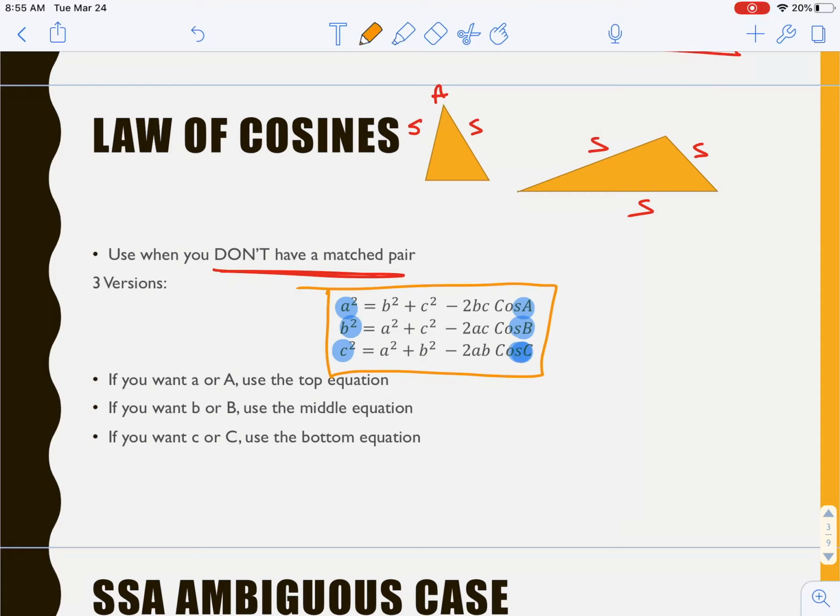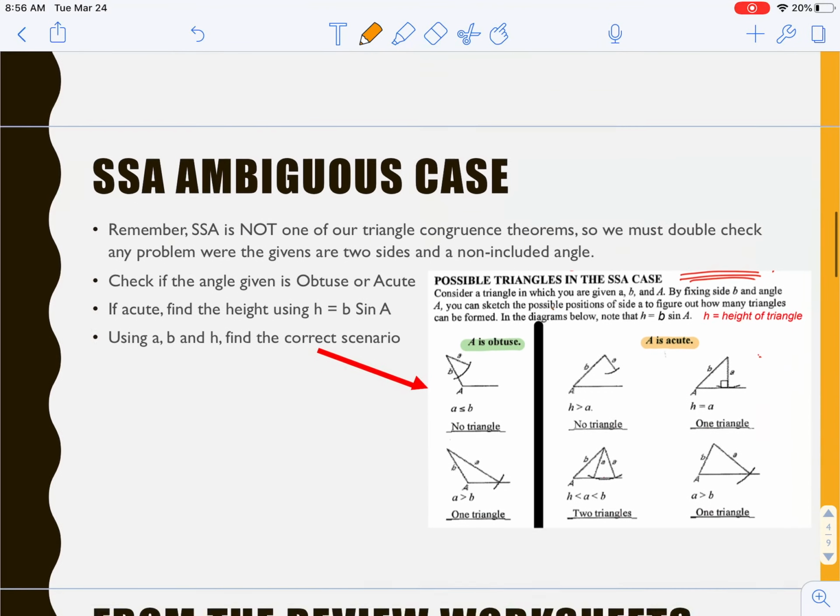Basically, whatever angle or side you're looking for, you're going to look for the equation that has it on the outside, not on the inside. Okay, the inside stuff you should be given, you just plug in. All right, that's our law of cosines, and it's really just a larger calculation. It looks messy, but the calculation isn't too bad.